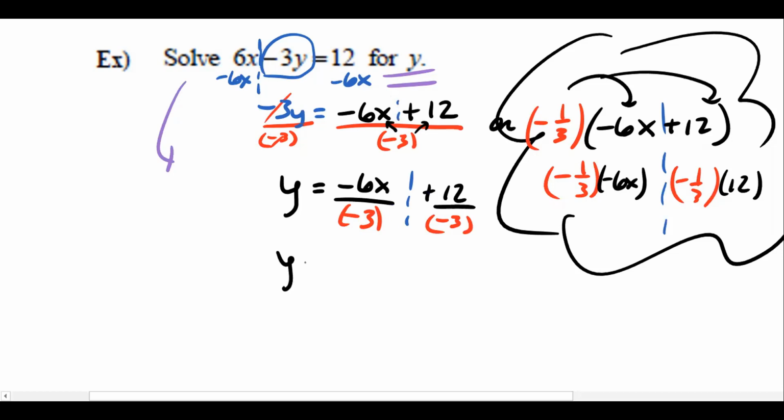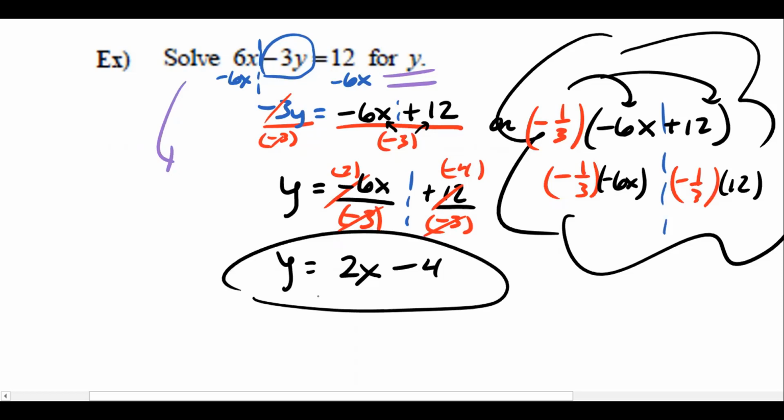So y equals, well, here, the -3 cancels with the -6, leaving a factor of 2. So this would be 2x. And of course, 12 over -3, we could cancel, leaving a -4. Okay, so it's something we'll work on again in the next chapter too.